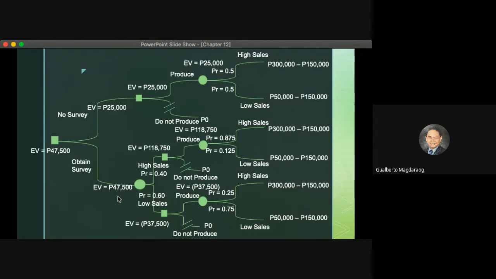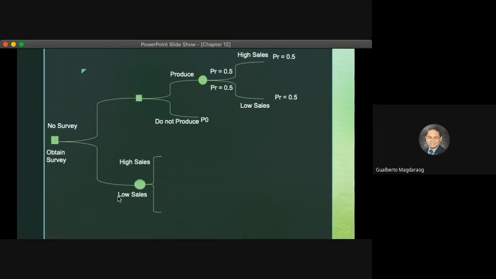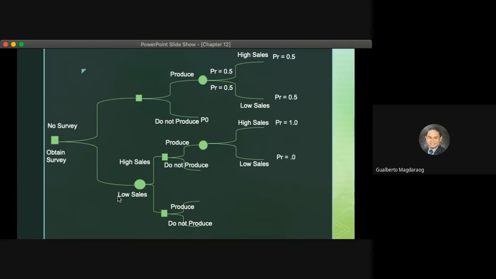Okay, so let's check now how much are we willing to pay. Kasi 20,000 yun, sayang din yun. Magkano ang pwede nating ibayad? Okay. Now, kanina, yung result ng survey natin is not 100% sure na high sales is actually high and low sales is actually low. Let me go back to that previous slide.